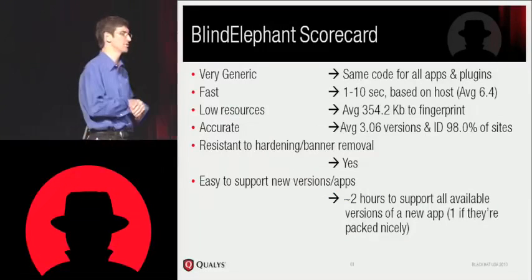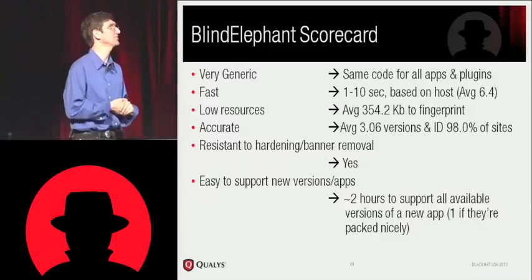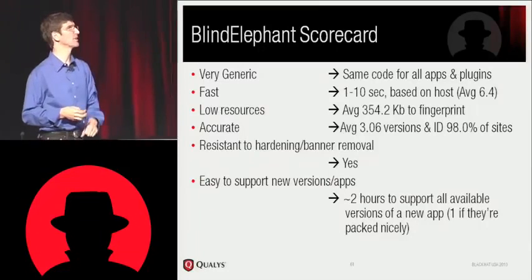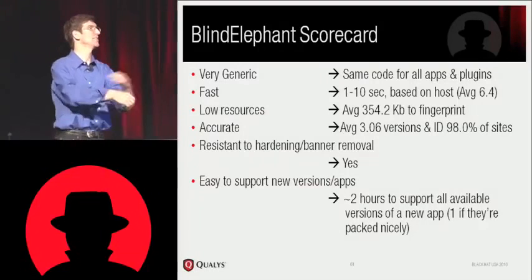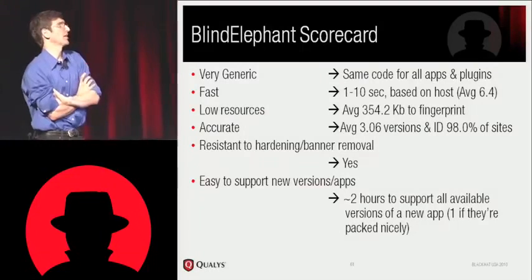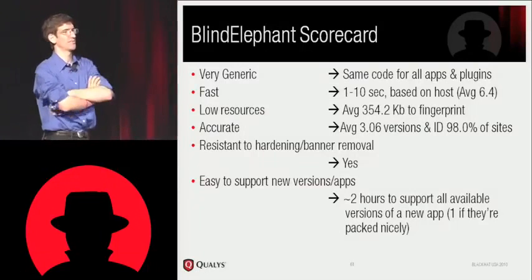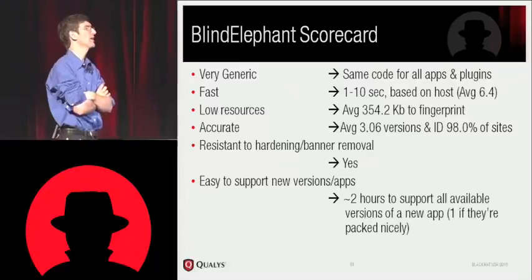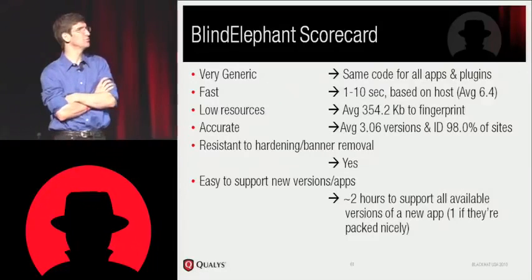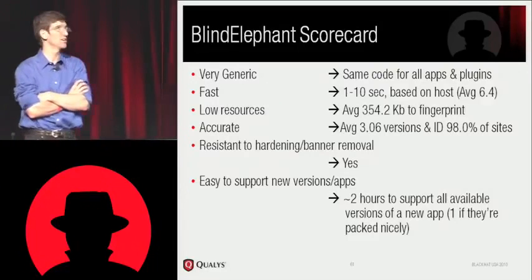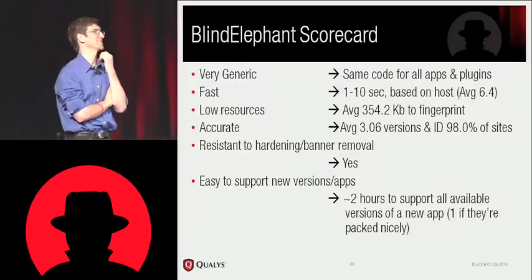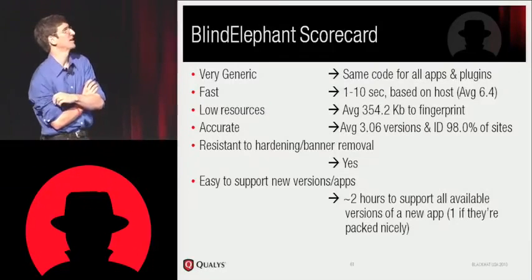So how'd we do? We were talking about things that we want in a web application scanner. It's very generic. We use the same code for all apps and plugins. It's very fast. It gets you done in under 10 seconds, hopefully. Low resources: that's the average of what we pull down from the remote site. It can be a little bit less or a little bit more. Accurate: 2, 3 versions. It picks up an ID on 98% of sites. I'll figure out what's up with that other site, and we'll get it for sure.